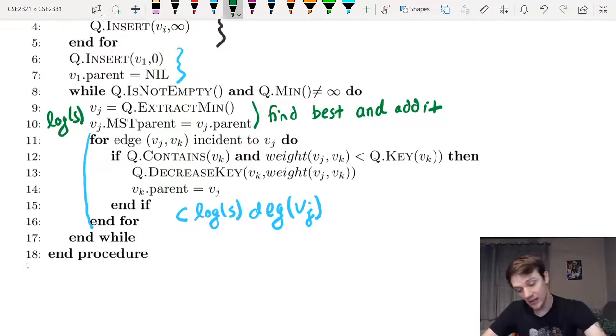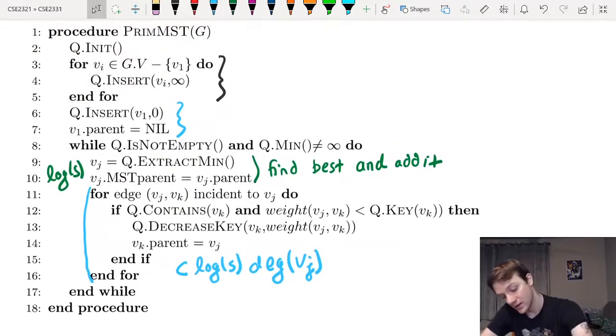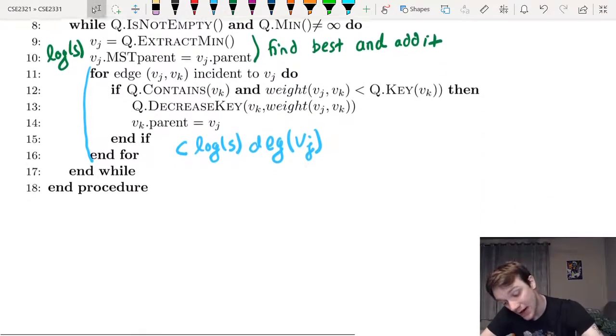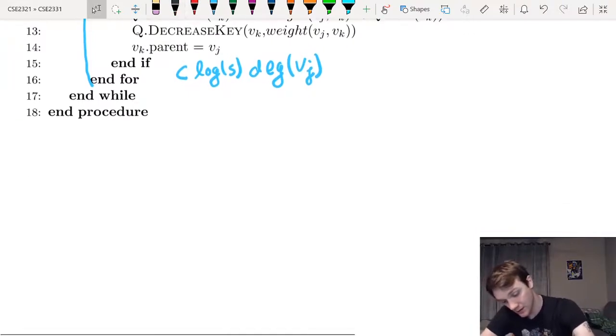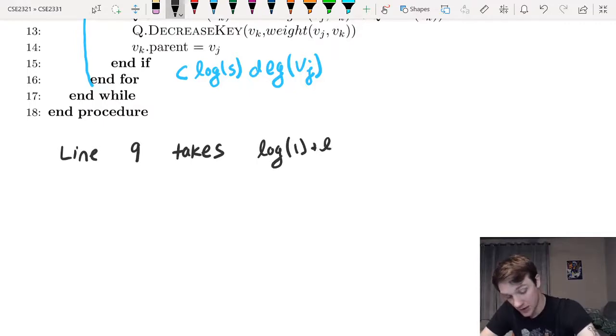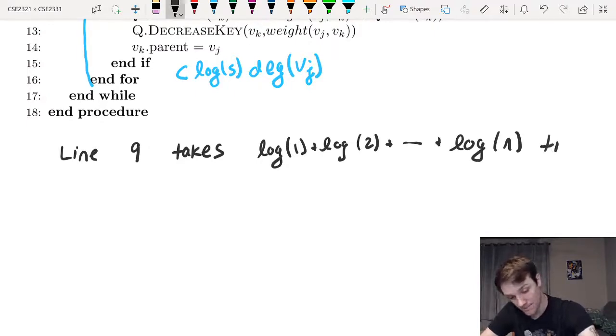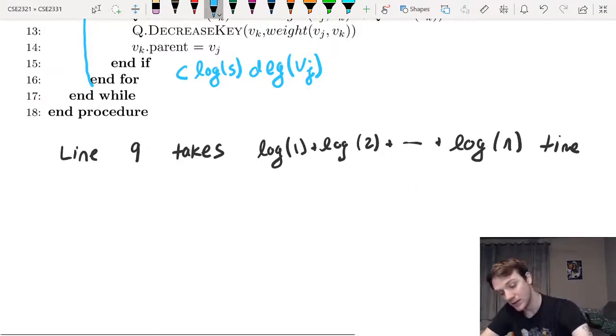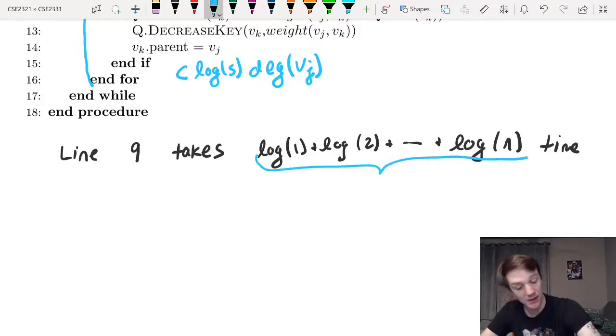So let's look at what's happening here. Line 9 and 10. So I'll just call it line 9. Takes log of 1 plus log of 2 plus up through log of n time. And we've done this infinitely many times by now between foundations 1 and foundations 2. That is in n log n.